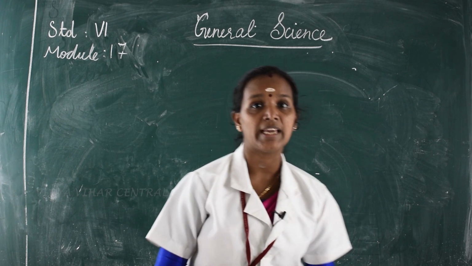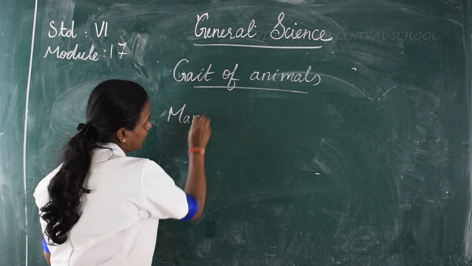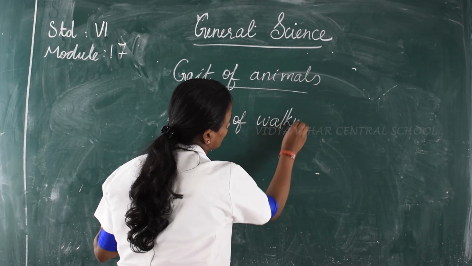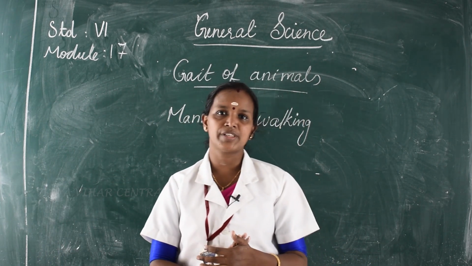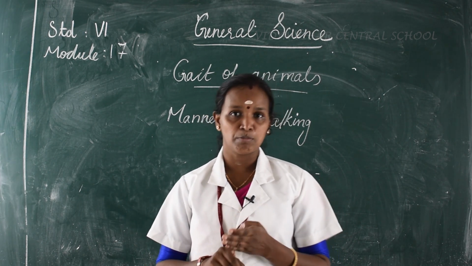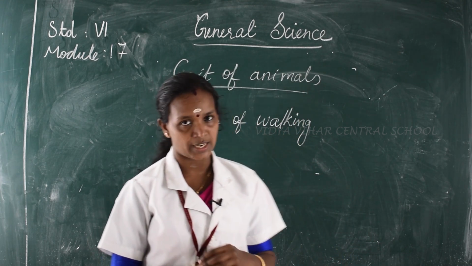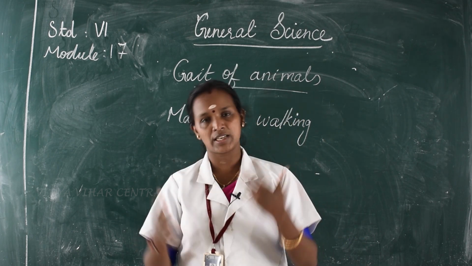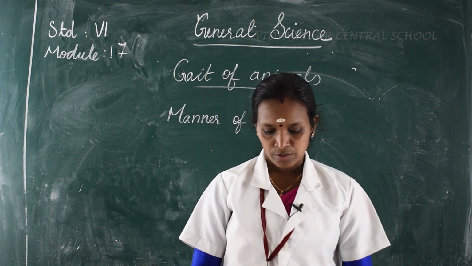Next, coming to the point, gait of animals. Gait means manner of walking. From this lesson, we need to study the gait of earthworms, snails, cockroaches, birds, fish and snakes. But in this session, we are going to study only the earthworm, snail and cockroach. In the next class we will study the bird, fish and snake.